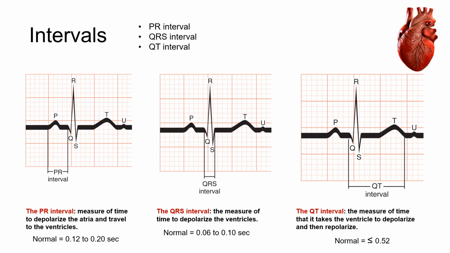Then our QT interval. So this is the measure of time it takes for the ventricle to depolarize and then repolarize. So the time it takes to squeeze and then fill to get ready to squeeze again. So this is going to be less than 0.52.